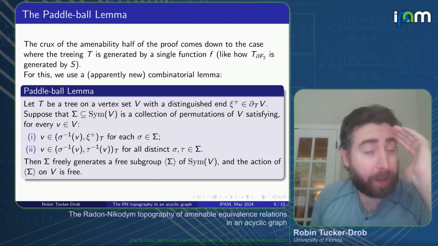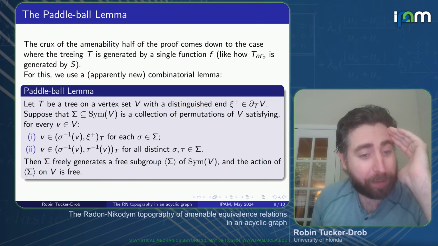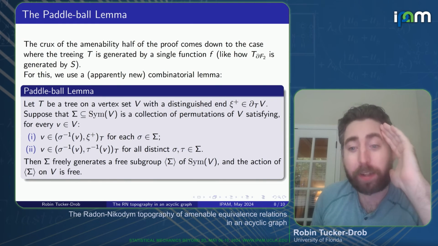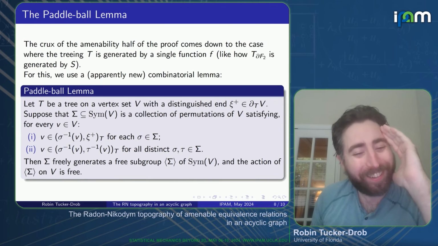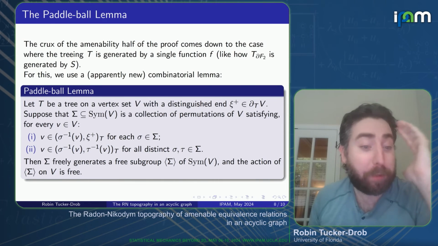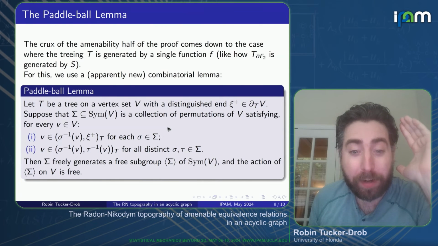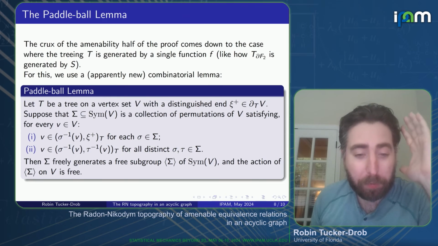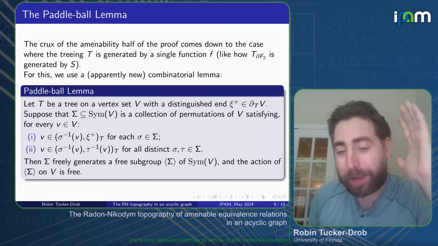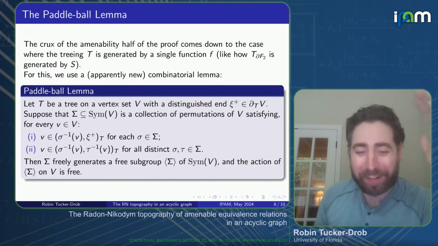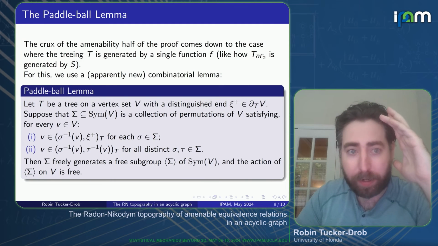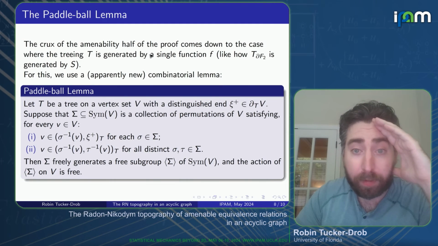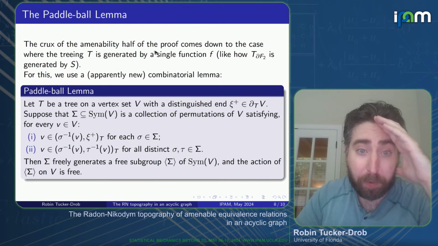It's not difficult to prove. I think if anyone sits down and thinks about how to do it, they would be able to do it just drawing a few pictures. Maybe the novelty here is coming up with the statement. I had no idea that something like this would, one, be useful, and two, be true. But it is easy to prove once we formulate it. And it's exactly what we needed to apply to this amenability half of the proof when we have our tree generated by a single function.